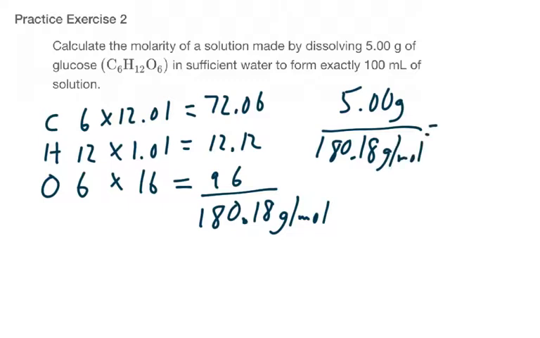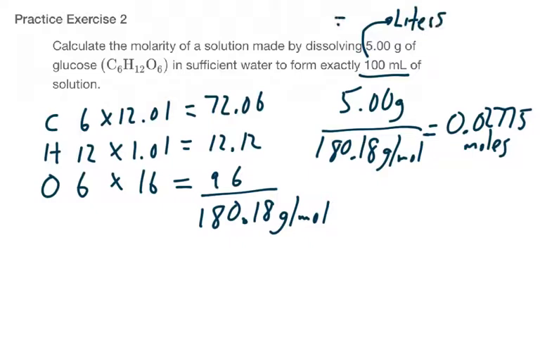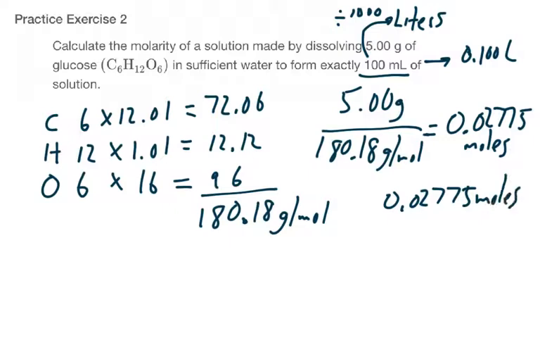And our moles of glucose, which is our solute, is 0.02775 moles. Again, we have to change the volume from milliliters to liters. So we're going to divide again by 1,000. And that ends up being 0.100 liters. Now that we have the moles of the solute and we have the liters of the solution, we can find the molarity.